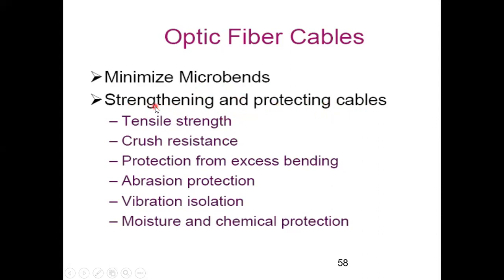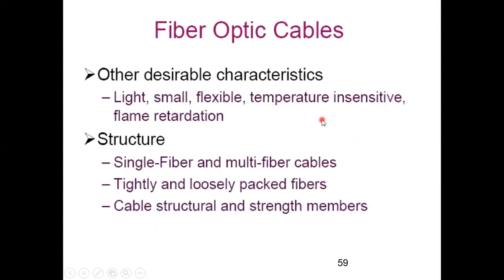Strengthening materials are different. Protecting cables are different. We will see all these. So what it provides, it improves the tensile strength. Crush resistance improves. Protection from excess bending. Abrasion protection. Vibration isolation. Moisture and chemical protection. So all these things are offered by the strengthening and the protecting cables.